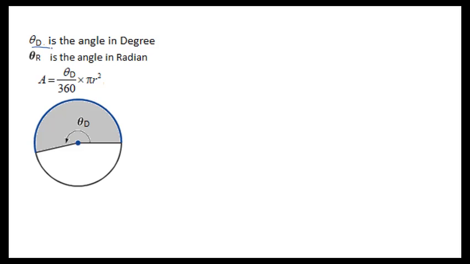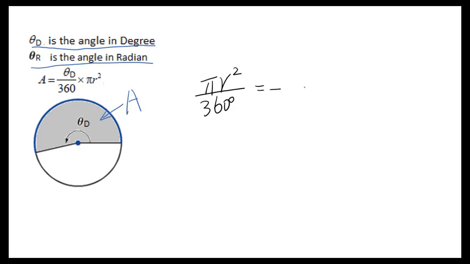Still, theta d is the angle in degree. Theta r is the angle in radian. The shaded area is A. How do you figure out this A? We know that for a circle, the area is pi r squared. The central angle for a circle is 360 degrees. If the central angle is theta d, what will the area be?